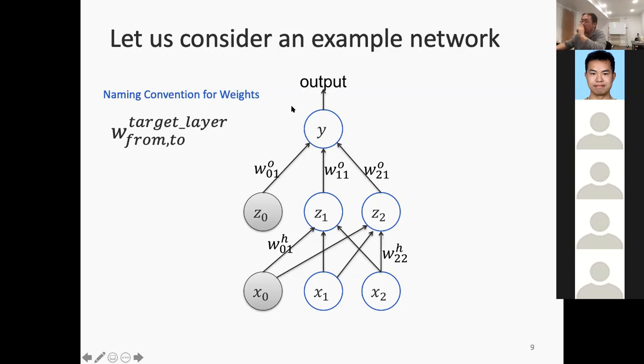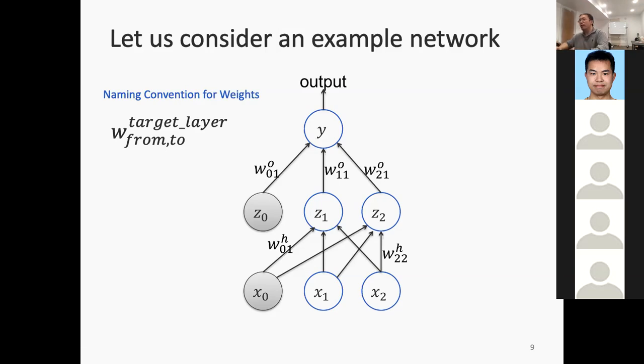So for this output layer, because we only have one output neuron, and we index this output neuron as 1, that's why we say this weight is denoted by W01, rather than W00, because we index this sole output neuron as neuron 1. So similarly, this edge connects neuron 1 in the hidden layer to neuron 1 in the output layer, so it's W11, and the target layer is O. W21O.